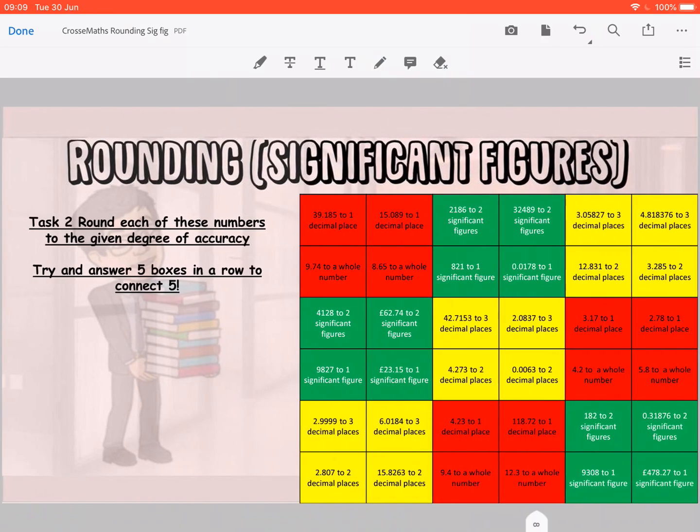Right then, so a little bit of a challenge on this one. What I'd like you to do is try and connect 5 boxes in a row. Okay, if you really get this, that should be easy. The green ones are the hardest ones, red are quite easy, and amber is somewhere in the middle. Pause the video, see if you can connect 5 in a row. If there's 2 of you here, see if you can play connect 4.